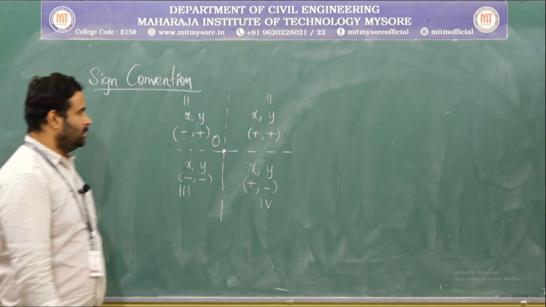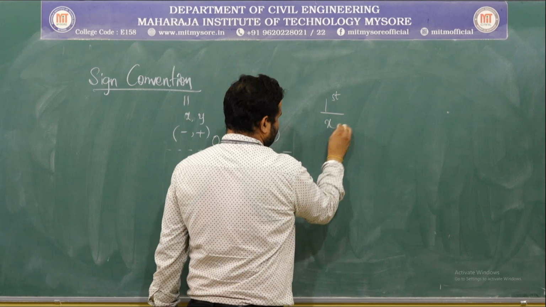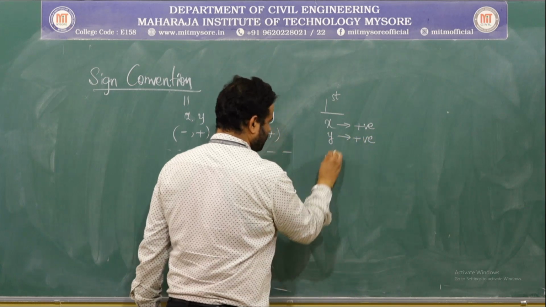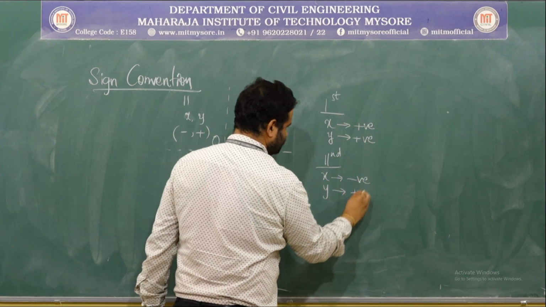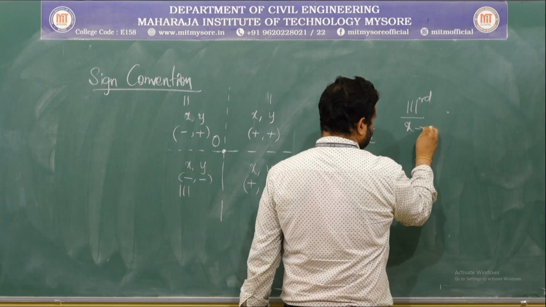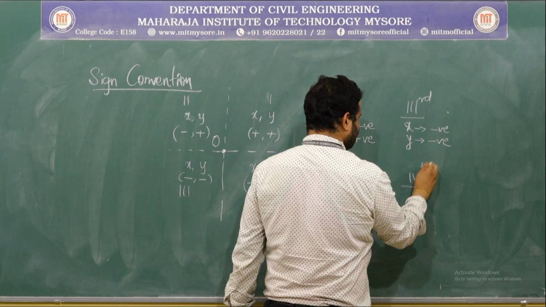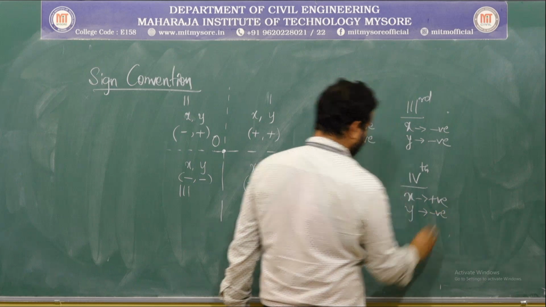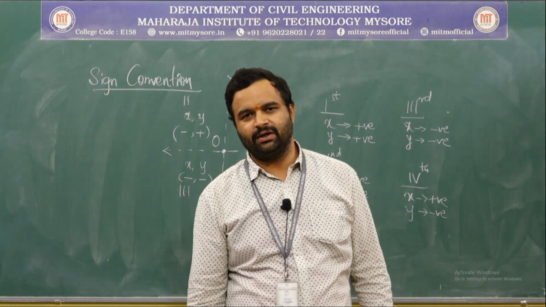What does this mean? So in first quadrant, x is positive, y is also positive. In second quadrant, x is negative, y is positive. In third quadrant, x is negative, y is also negative. In fourth quadrant, x is positive, but y is negative. Okay, these sign conventions are very much important to take up the numericals.